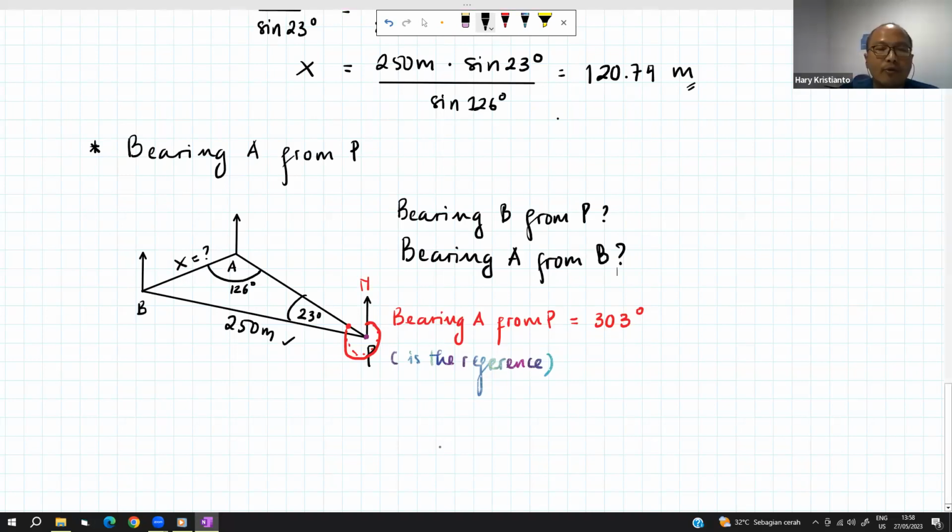So let me pause for 2 minutes. I want you to look at this very carefully and try yourself around 3 minutes. Is it okay? Okay, sir. Sir, do I need a protractor? After we know that the bearing of A from P is 303, we can find this angle.